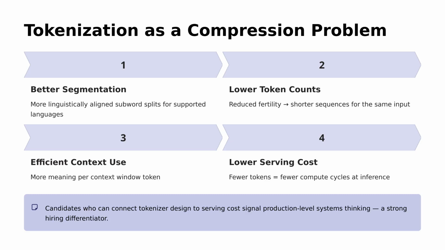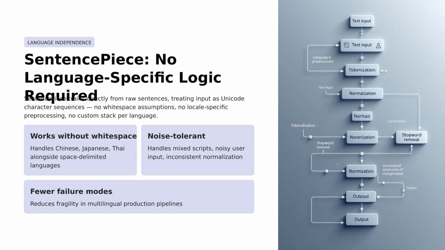production systems thinking. SentencePiece is language independent by design. It learns directly from raw text as Unicode, so it doesn't rely on spaces, language-specific rules, or custom pre-processing pipelines. That means it works well for languages like Chinese, Japanese, and Thai, as well as space-delimited languages. But it's also more tolerant of noisy mixed script input and inconsistent normalization, which helps reduce failure points and makes multilingual production systems much more robust.